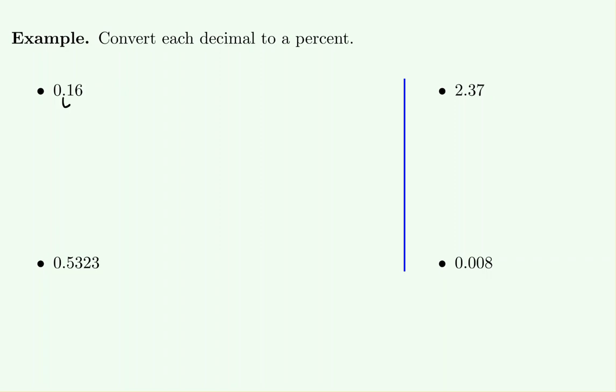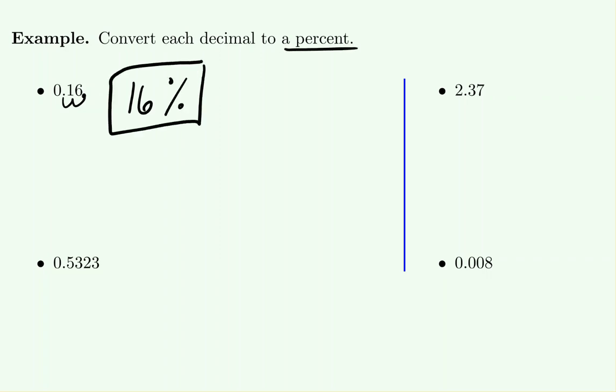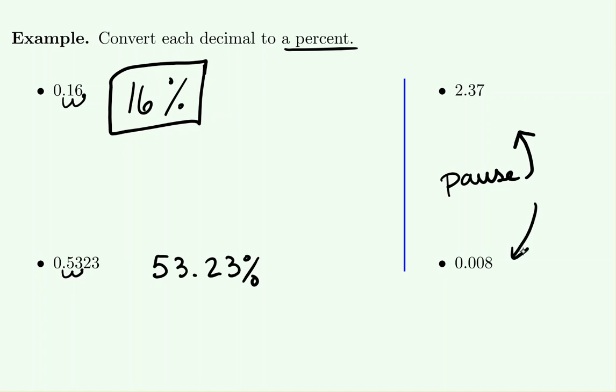I find the decimal place, move it 2 places, and that would give us exactly the decimal point after the 6. So it would be 16. And since it's a percent, we do have to end with the percent symbol. Find the decimal place, move 2 places to the right. Okay. I recommend you pause the video, attempt these 2, and then unpause to check your solution.